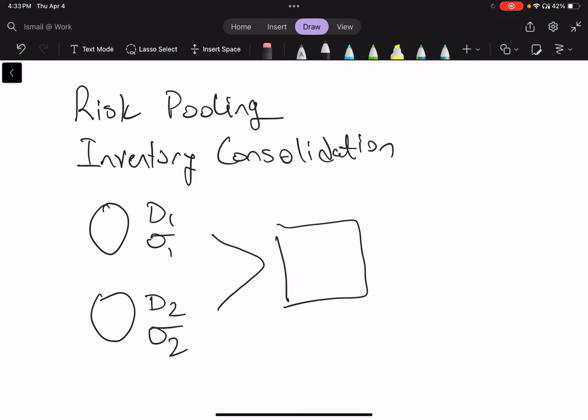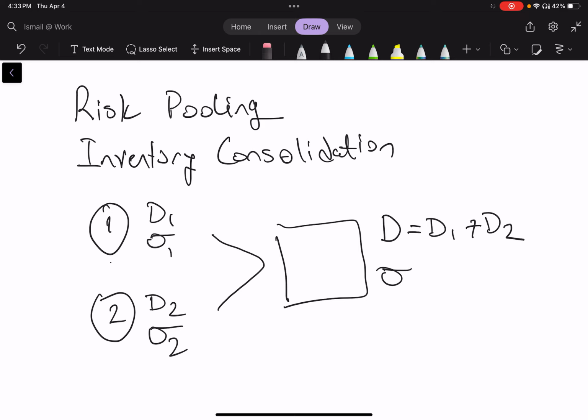When I combine these two locations into a single one, or consolidate the inventory into a single location, a couple of things happen. One, I need to determine what the demand is going to be at this new location. Assuming that demand is independent between location 1 and 2, when I combine the demand into a single location, demand is going to be just D1 plus D2, right? The next thing is the standard deviation itself.